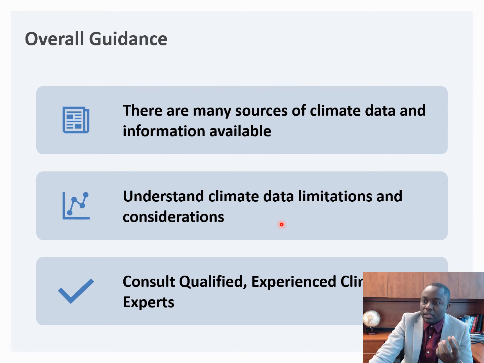To conclude, overall guidance for using historical climate data sets for infrastructure risk assessment. 1. There are many sources of climate data and information available. 2. Understand climate data limitations and considerations. 3. Always consult a qualified, experienced climate expert to source the right data for you and analyze quality of the data, homogeneity of the data, especially for station observations. Station observations typically have a lot of gaps, and using this data will require that you consult a qualified expert to make sure the data used is homogeneous and representative of the project site under consideration.